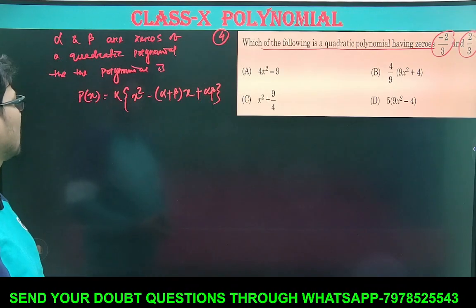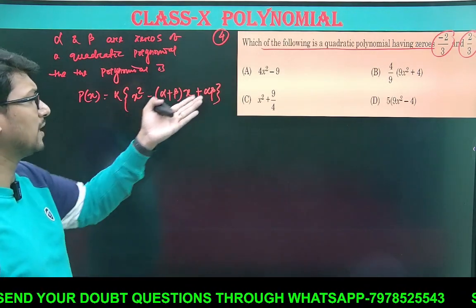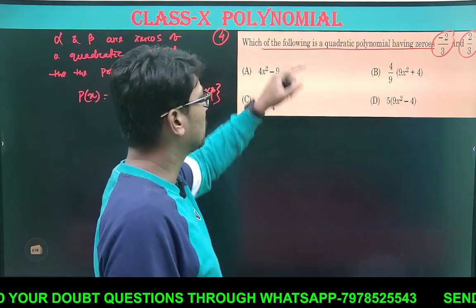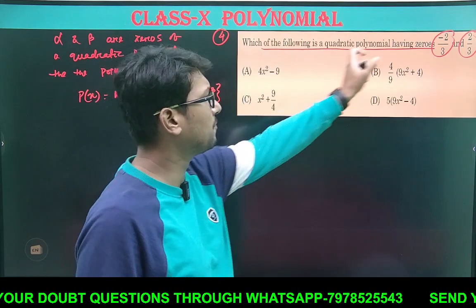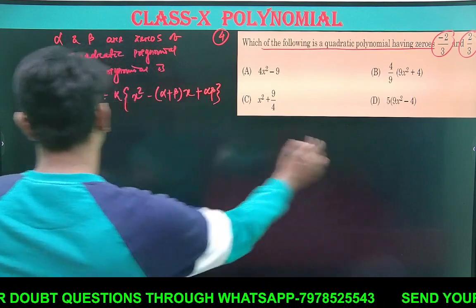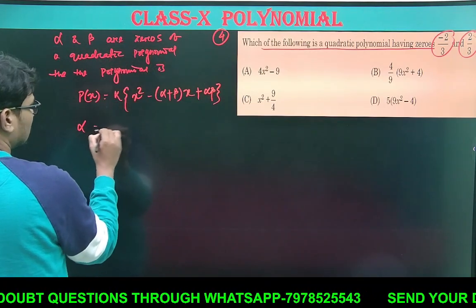Not a matter. Okay, so by this form we will find which one is the correct option for this question. Which one is the polynomial whose zeros are alpha and beta? So according to the question, alpha is how much?